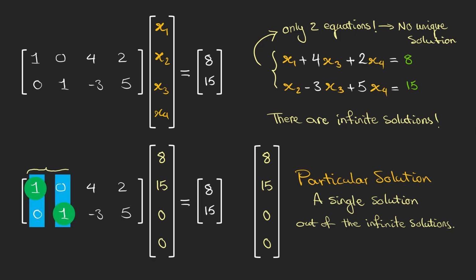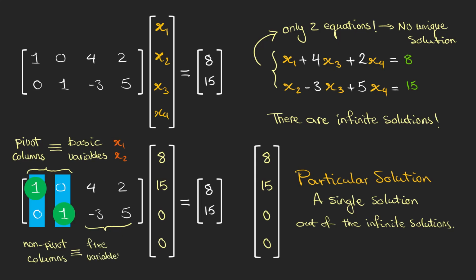To find the general solutions, we first need to mention that variables associated with pivot columns are called basic variables. For example, in this matrix, x1 and x2 are basic variables. Also, variables associated with non-pivot columns are called free variables. I will shortly tell you why. In this specific example, x3 and x4 are free variables.